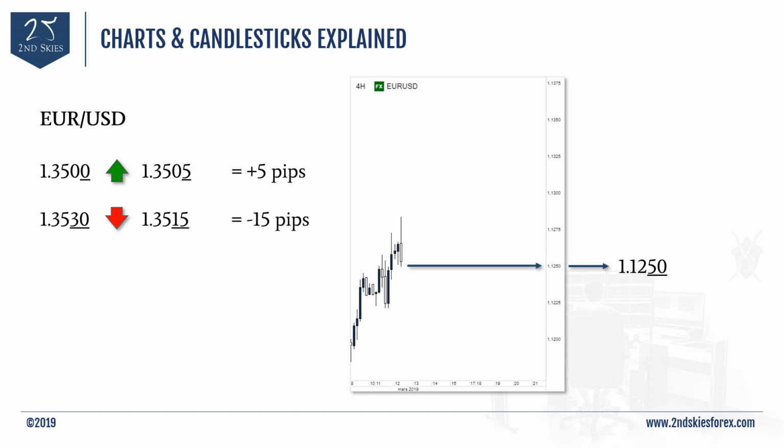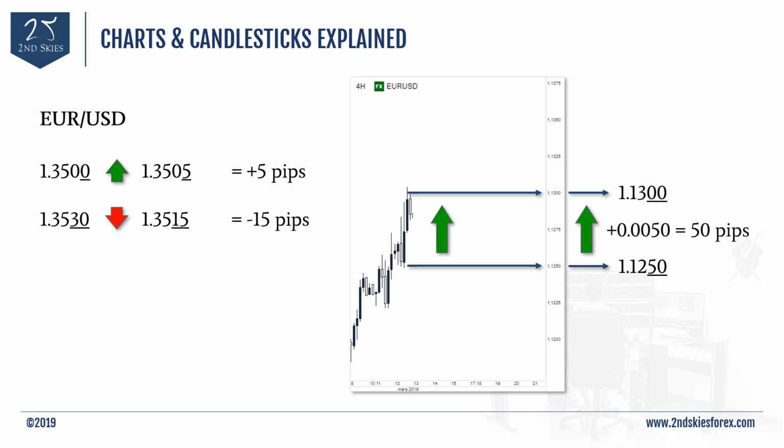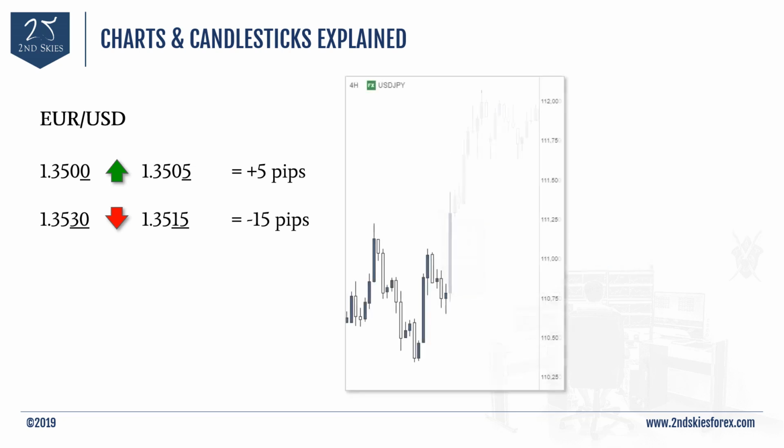In a chart, this would look like this. Here you have a chart of a 4-hour euro-US dollar. Price is currently at 1.1250. It moves up to 1.1300. That's an increase of plus 50 pips, so plus 0.005.